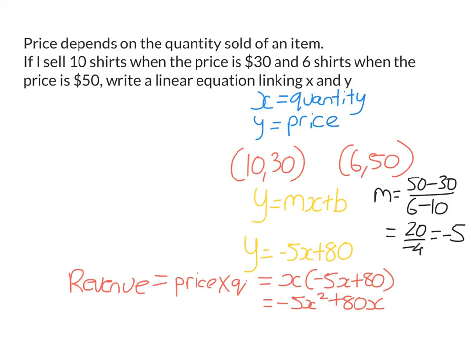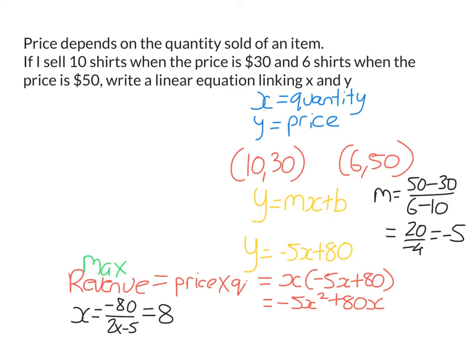So that is the revenue I will make from selling these shirts. So what if I wanted to find the maximum revenue? If I find the maximum revenue, all I'm doing is finding the turning point of this quadratic here. The turning point is going to be x equals minus b over 2 times a. And if I put that into that formula, I get x equals 8. So the maximum revenue will occur if x is equal to 8.